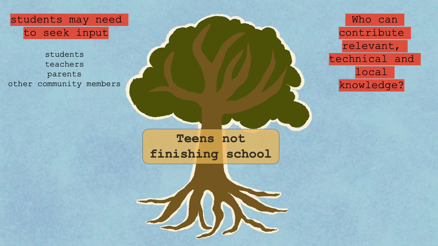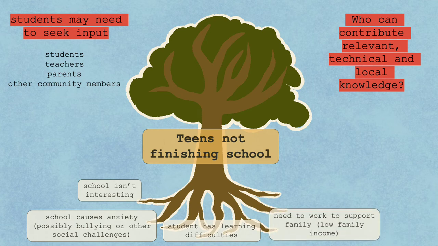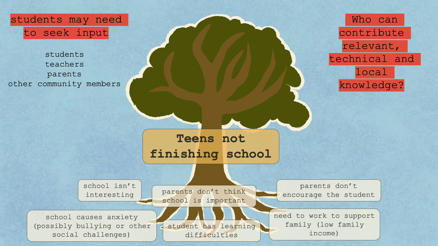After doing this research, students might return to report a number of possible causes, such as school isn't interesting, school causes anxiety, possibly bullying or other social challenges, student has learning difficulties, need to work to support family, low family income, parents don't encourage the student, parents don't think school is important.